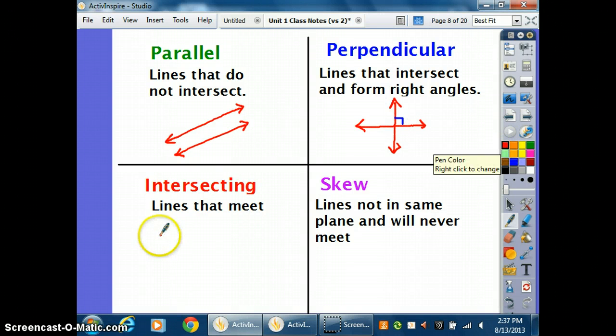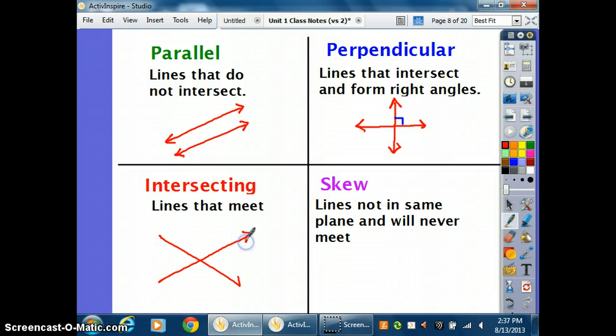All right, intersecting lines. Now we can have lines meet, and they do not have to meet in right angles. Here's an example. And then skew lines. Now this is really on a three-dimensional shape.